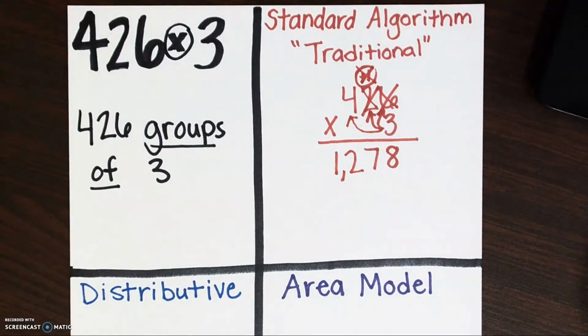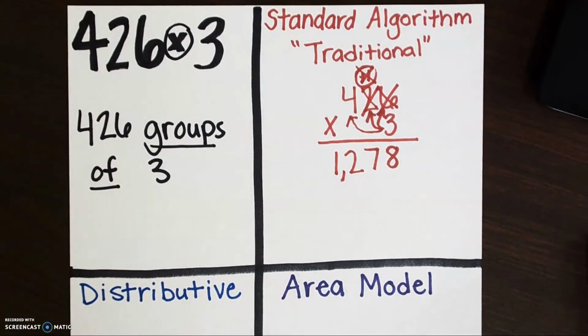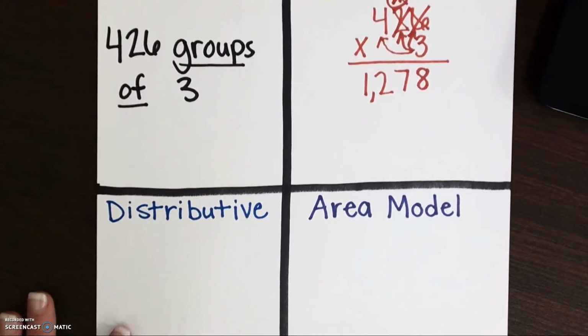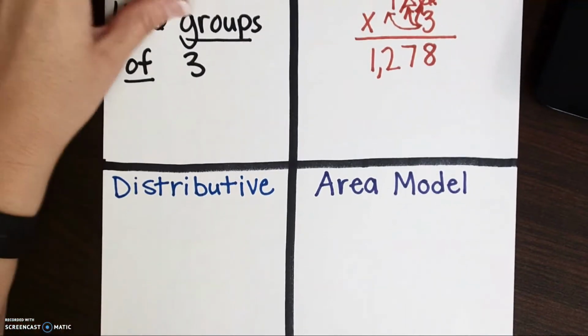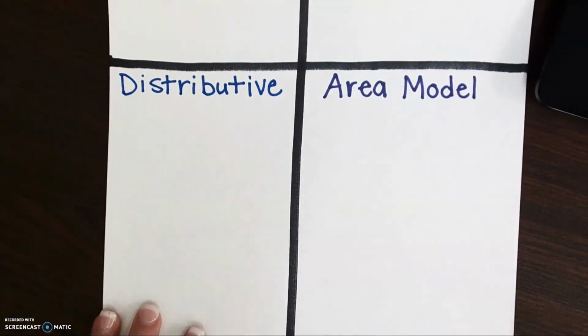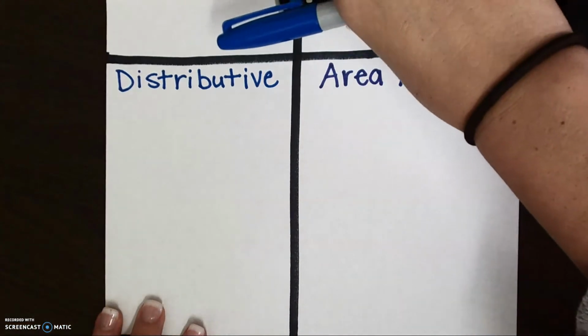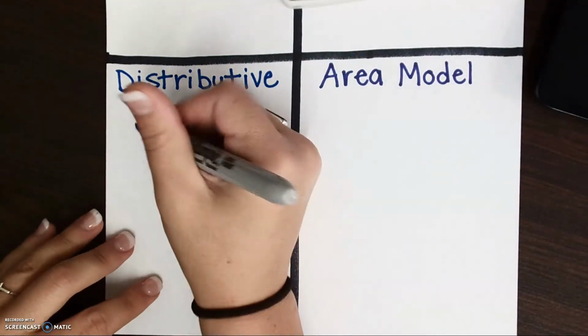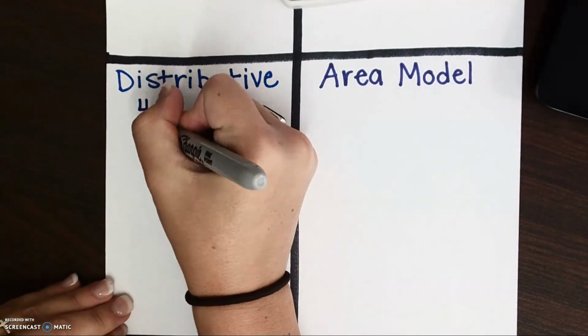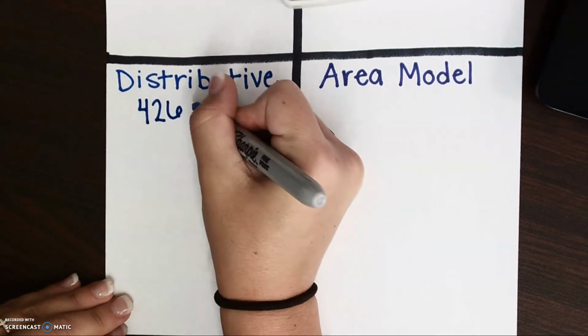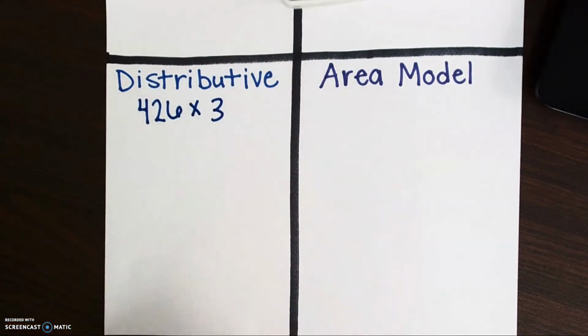Okay. Now, that is the traditional way. That's the standard algorithm way of multiplying a 3-digit times a 1-digit number. Now we're going to look at the distributive property and how we use the distributive strategy to multiply. All right, so we're going to do the same numbers, 426 times 3, all right?